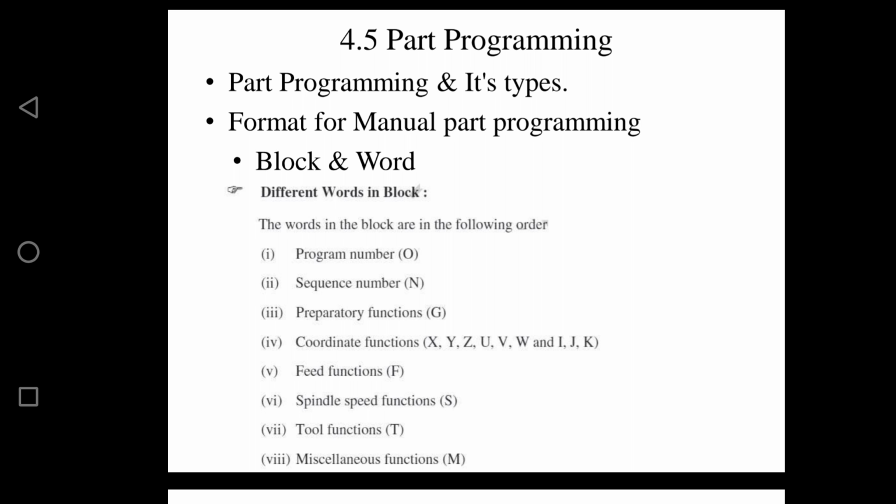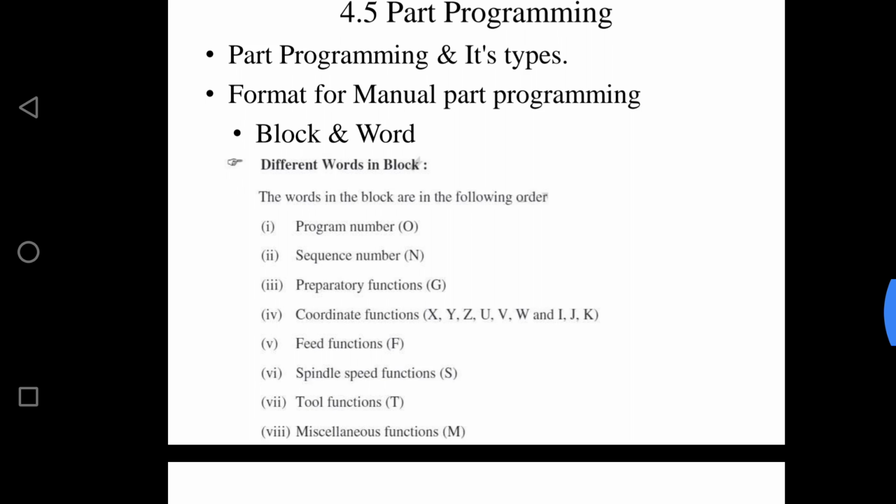Miscellaneous functions, also known as M codes, are used for indicating some miscellaneous functions. What are miscellaneous functions? They are like the extra works. Say I want to turn my coolant on or off, turn my spindle on and off, rotate the spindle counterclockwise or clockwise, or start the program that I fed to the machine. Then we use the miscellaneous functions. So this is about the standard formats for part programming.